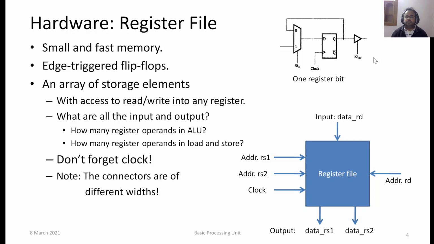Now if we closely observe, each of these connectors has a different width. For example, these address lines RS1, RS2 and RD are 5 bits, so you can imagine these have 5 lines. Clock can still be assumed to be a single line, and the data RD, data RS1 and RS2 are 32 bits each, right? And again, the ISA would determine the number of address lines and the data lines, right?